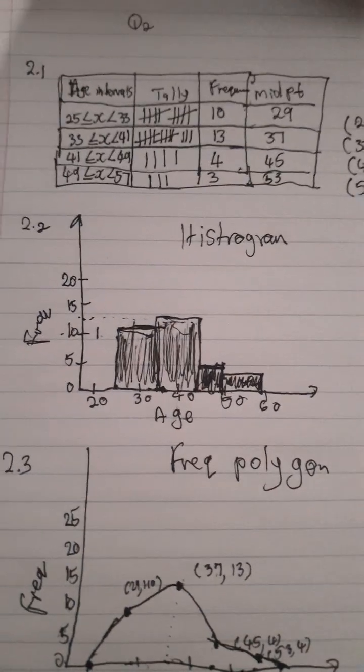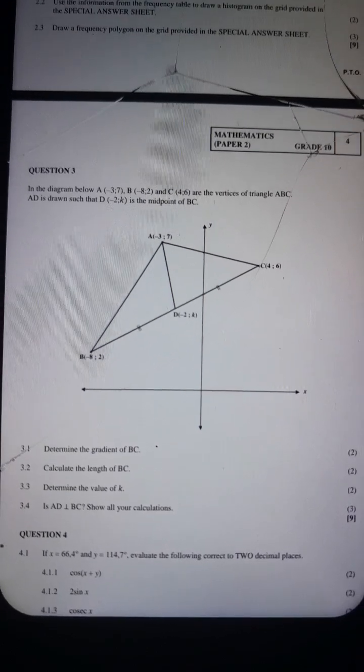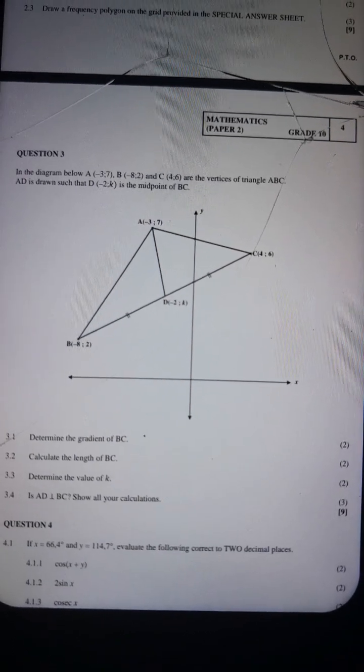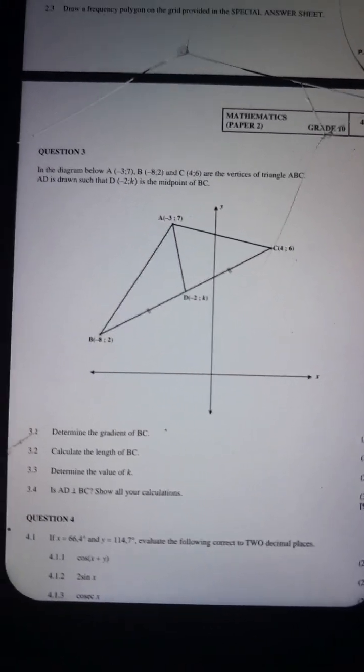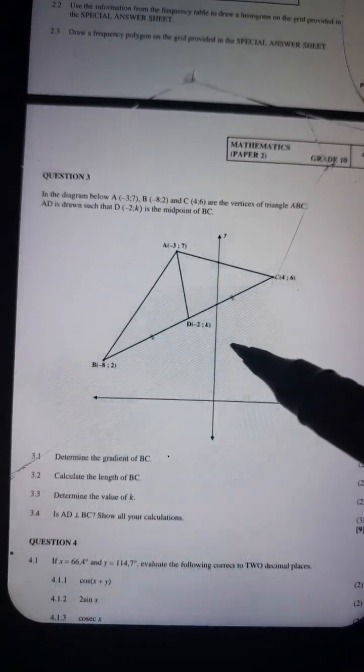2. We will look at question 3 now. Well, in the diagram below, A is (-3, 7), B is (-8, 2), and C is (4, 6), the vertices of a triangle ABC. AD is drawn such that D is (-2, K). D, remember, is the midpoint of BC. Now they said determine 3.1, the gradient of BC.